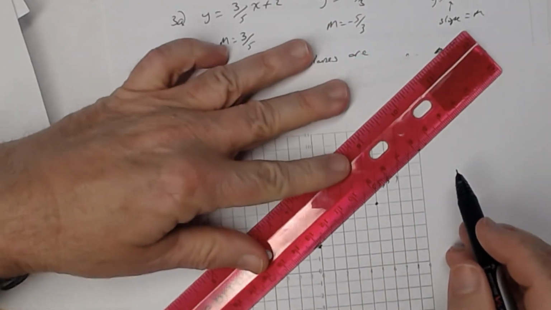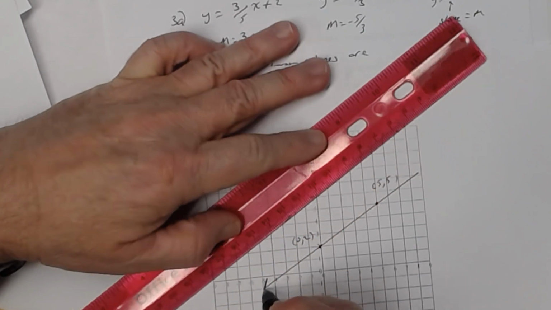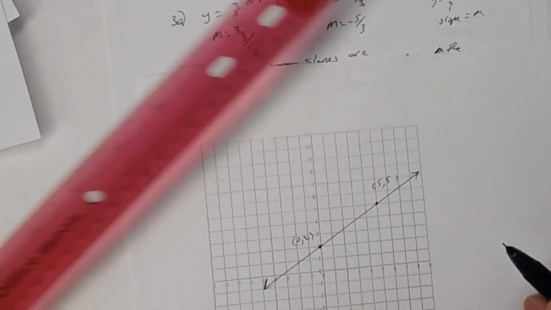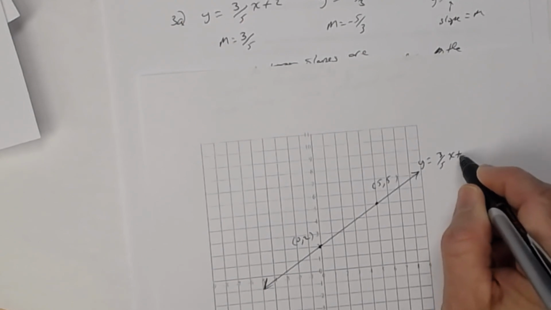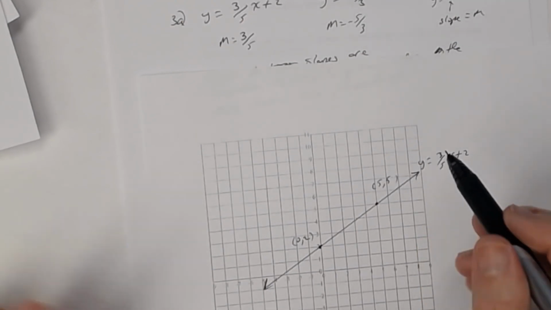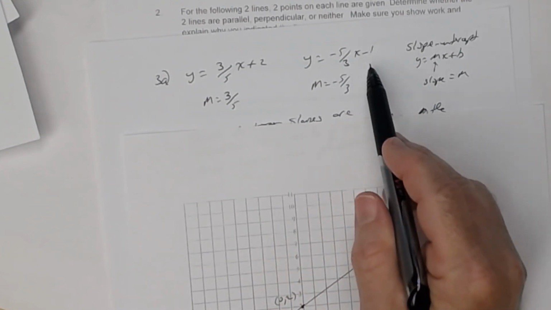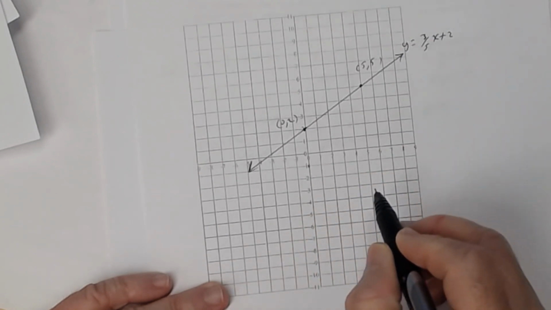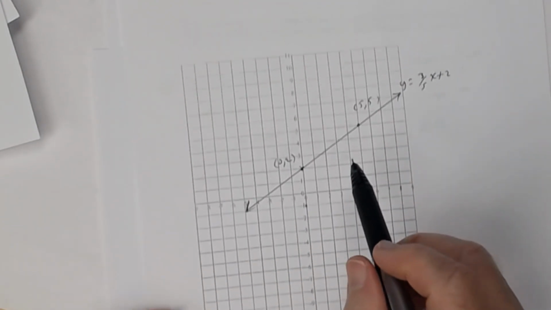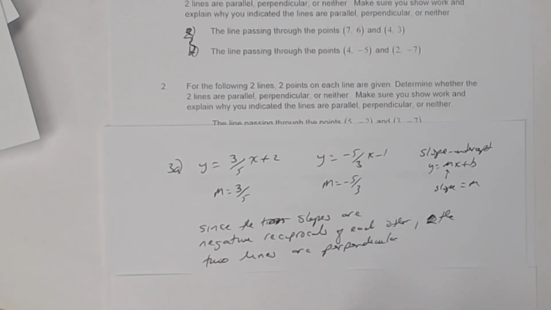When you draw that line, you have something that looks like this. So that's the line y equals 3/5 x plus 2. The other line is y equals -5/3 x minus 1. So that -1 is your y-intercept there. That's this right here. And then from your y-intercept, I'm going to use the slope. So the slope is -5/3.